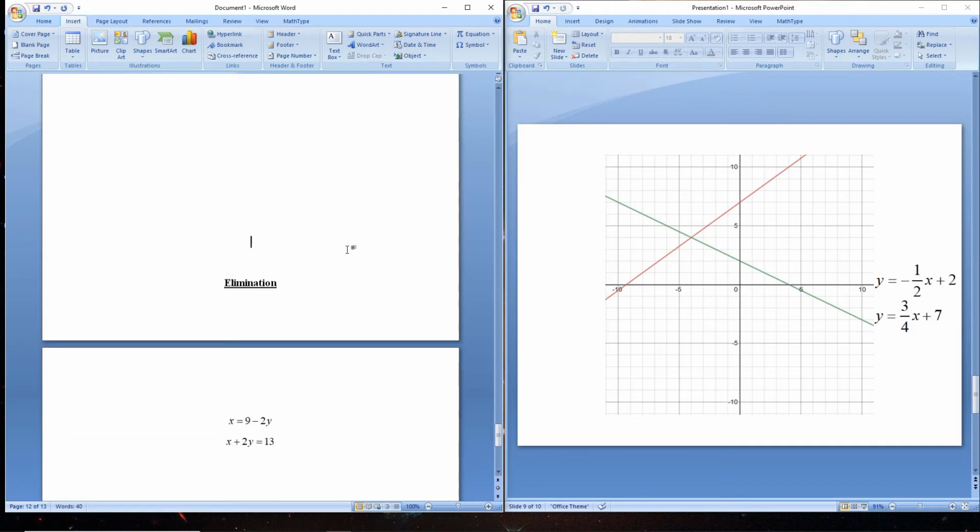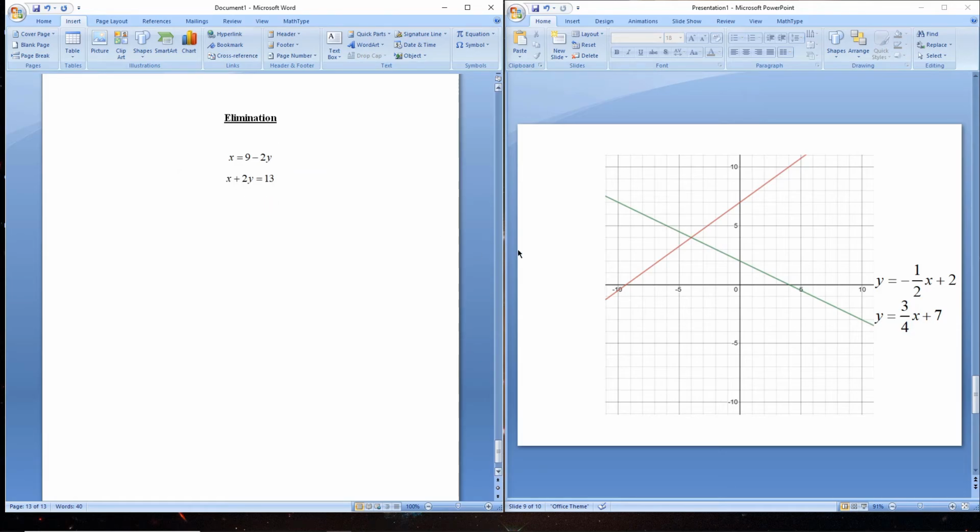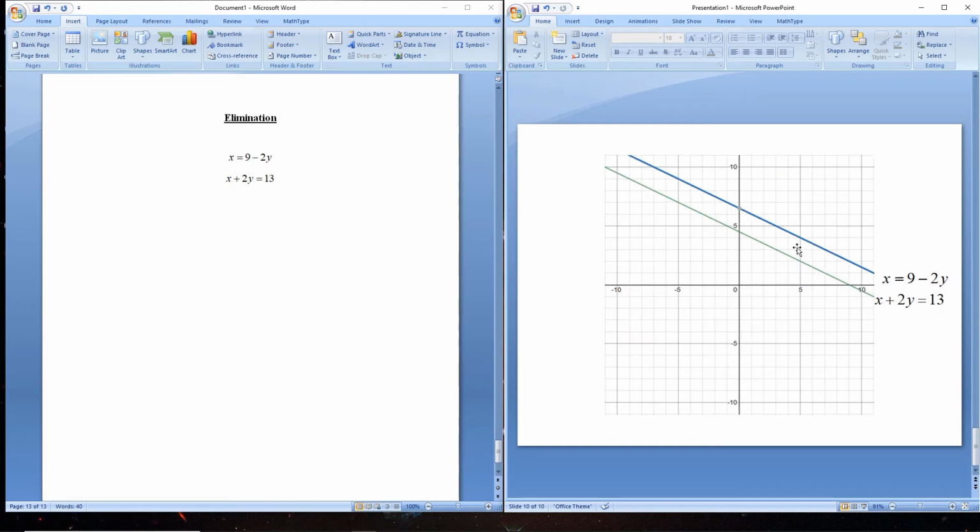And let me scroll down here to, let's use elimination on this since it'll be a little bit easier. And on the right, I'm going to scroll to what this graph looks like. And hopefully you can see by looking at this graph that these lines do not intersect. And since they don't intersect, we should get no solution when trying to solve for their intersection. So let's do that through elimination.